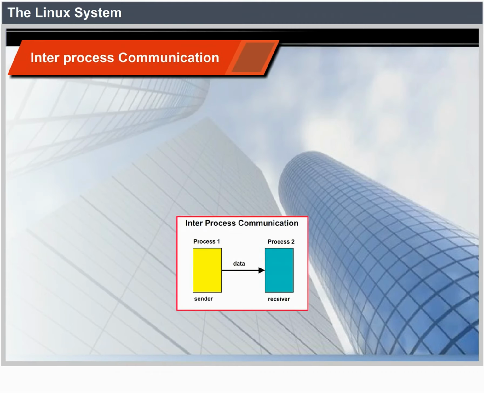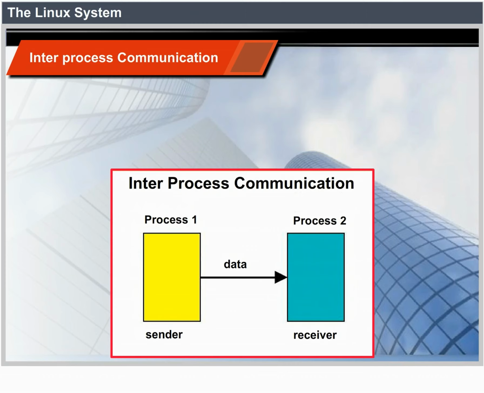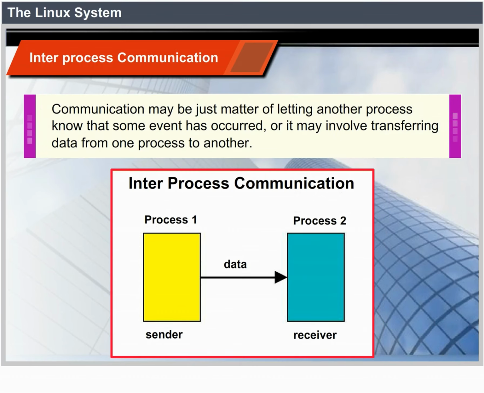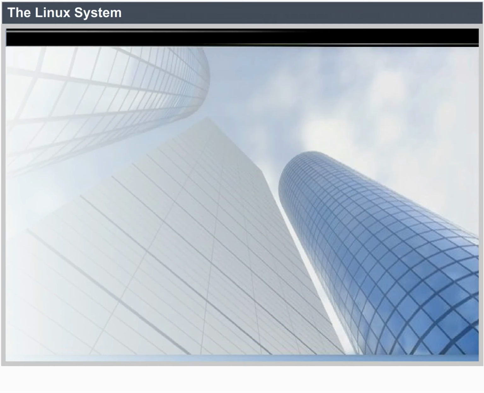Inter-process communication. Linux provides a rich environment for processes to communicate with each other. Communication may be just a matter of letting another process know that some event has occurred, or it may involve transferring data from one process to another. Synchronization and signals.